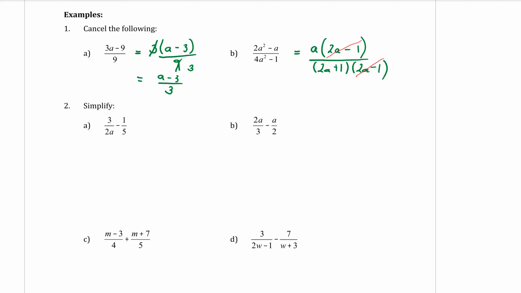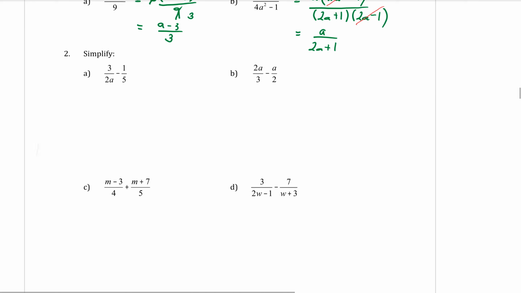Write down what is left. A is on the top, 2a plus 1 is left on the bottom. Again, you can put the brackets around it still if you wanted to, but because it's on its own, it doesn't need it anymore. All right, question 2, stepping it up a little bit more.